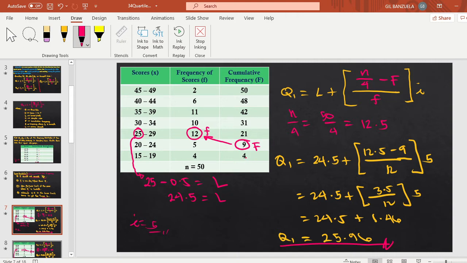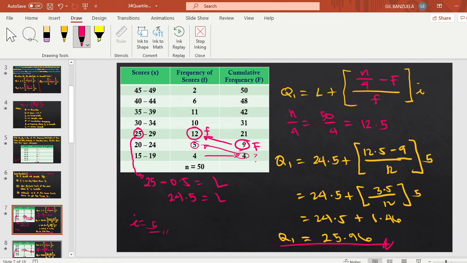How did we arrive at 4? That is the question. So actually, we simply copy the frequency from 15 to 19. That's why we have 4 there. Then look to the left. Then get the sum between 4 and 5. So we arrive at 9.